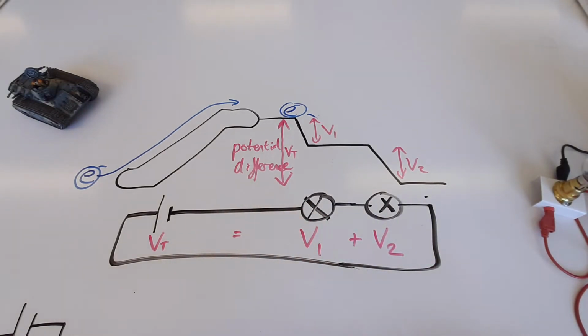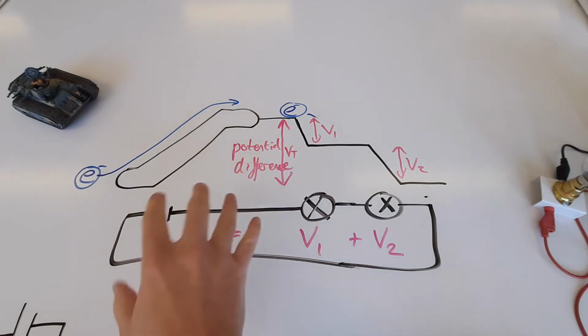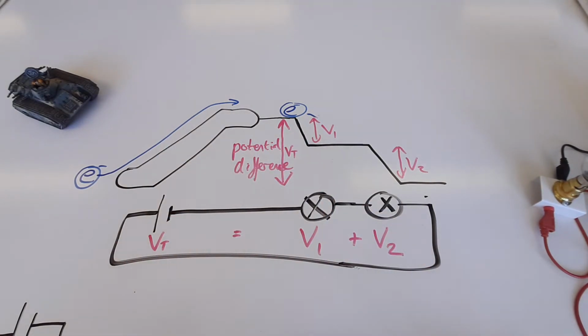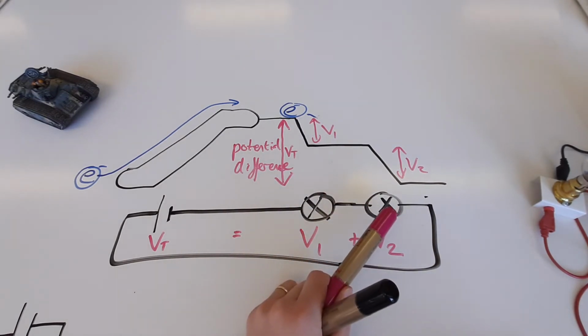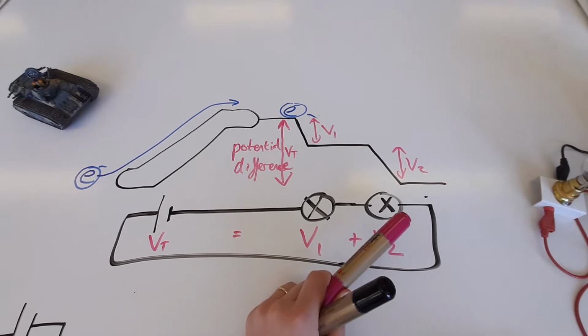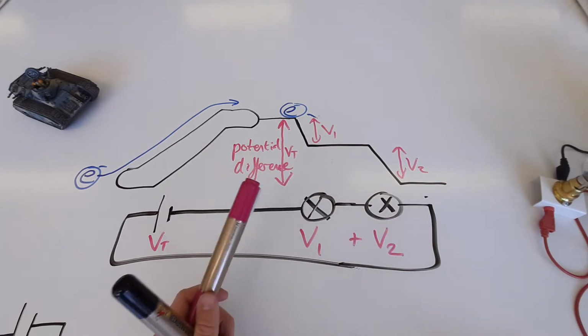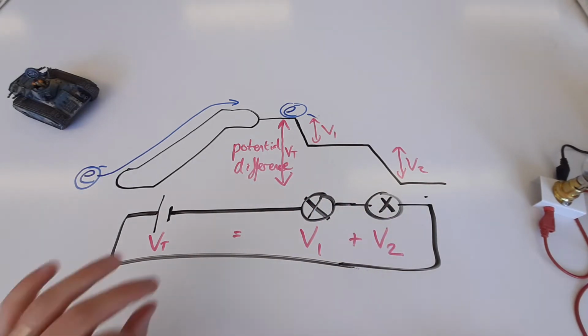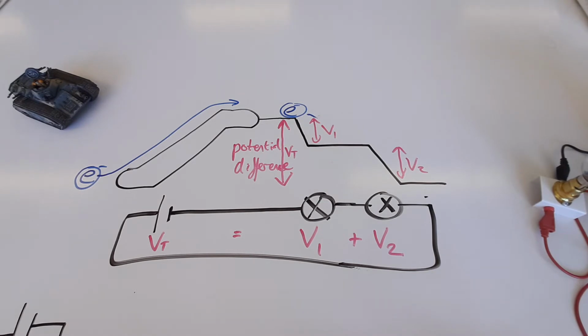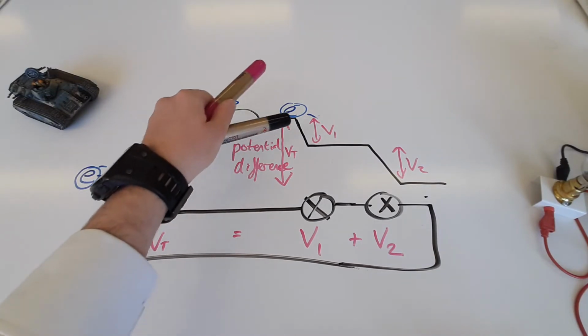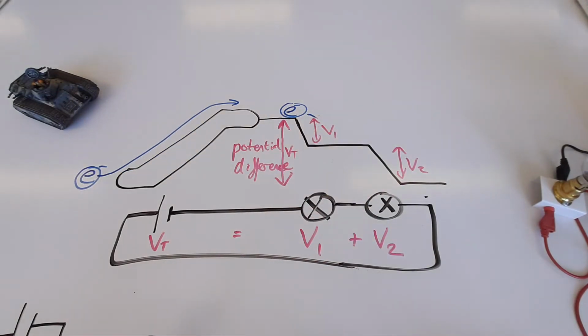The electron is going to share its energy across all the components, and the way it shares its energy depends on the resistance of each individual component. If this light bulb has higher resistance, then it's going to drop more voltage across this one than this one. Basically, how much energy does it take to push through the light bulb? That's the idea. So what you should take away is that the voltage goes up and then drops down as we go through each component.